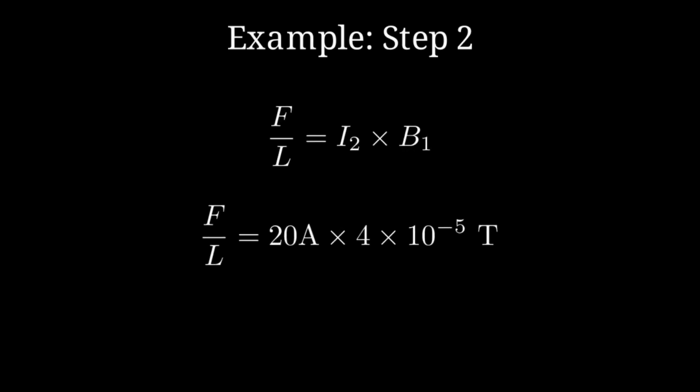Now, we multiply this field by the current in wire 2. The resulting force is 0.0008 newtons per meter. Since the currents are flowing in the same direction, the wires will pull toward each other with this specific force.